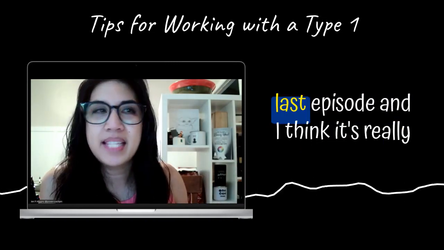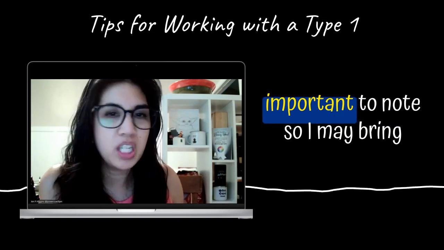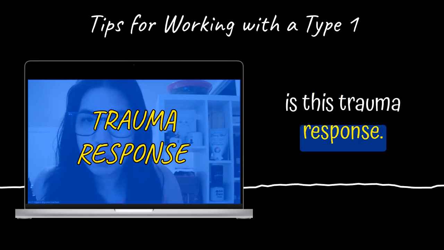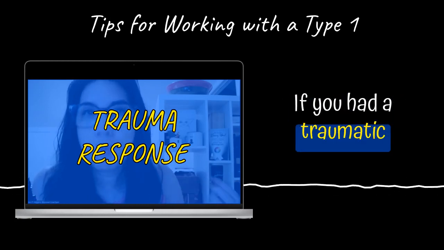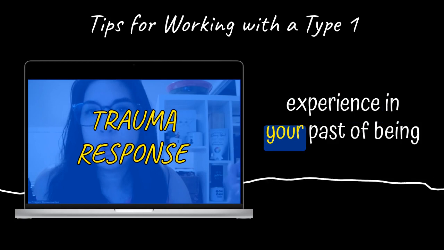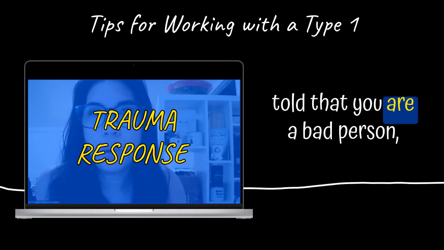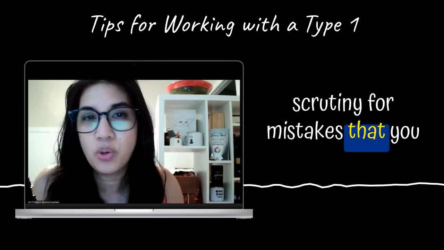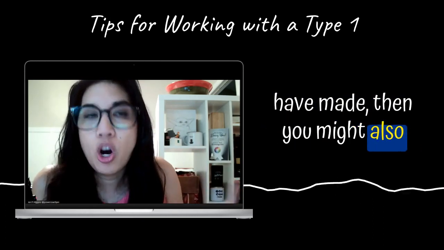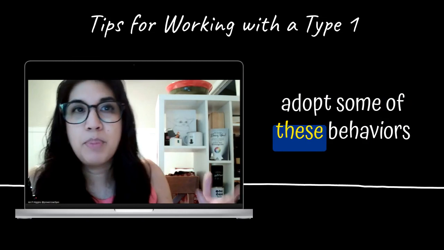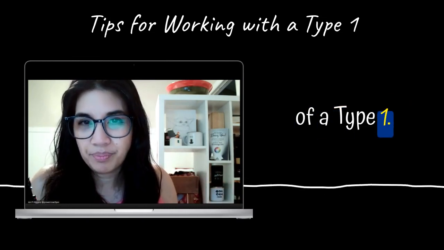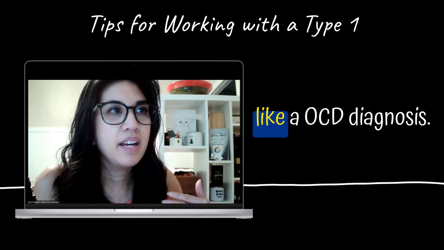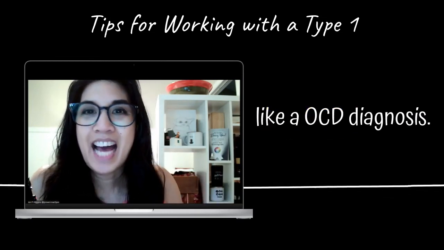Something else I brought up in the last episode, and I think is really important to note, so I may bring this in for each of the types, is this trauma response. If you had a traumatic experience in your past of being told that you're a bad person, or you were constantly under scrutiny for mistakes that you had made, then you might also adopt some of these behaviors of a type 1. Or it could be a health condition like a OCD diagnosis.